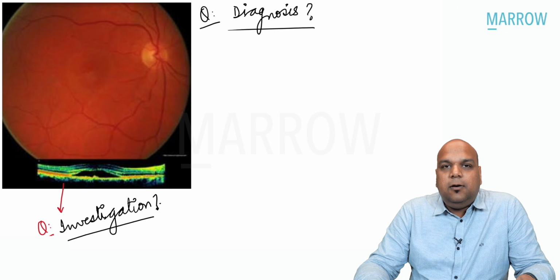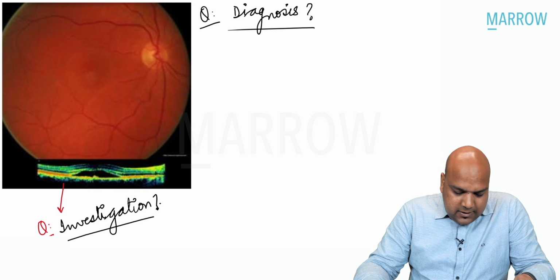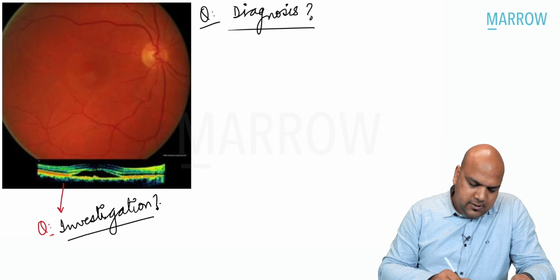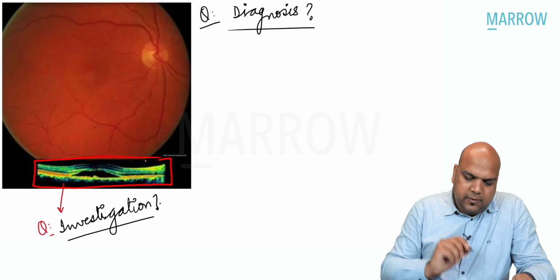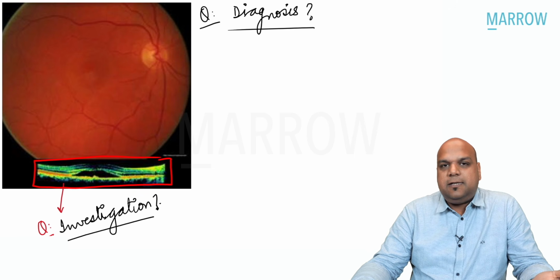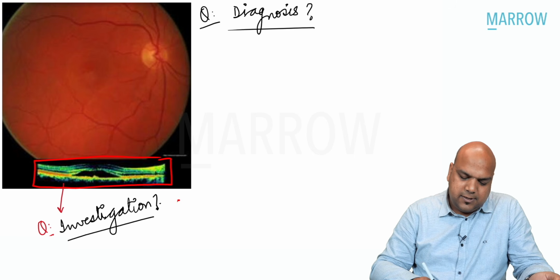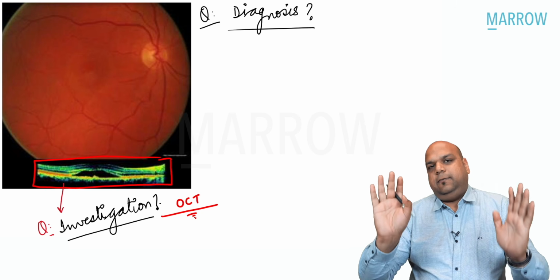Okay, so we have been thrown head on into retina now. What is the diagnosis? And what is the investigation? In this image, they have given you one fundus image and an additional image of an investigation. So what is this investigation first? Yes, very good. All of us know this. This is an OCT image, optical coherence tomography.